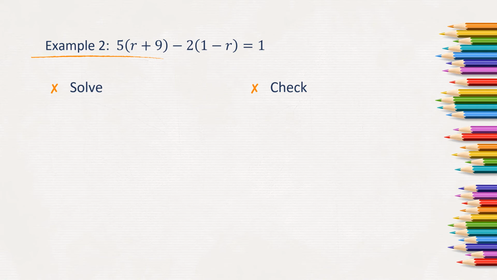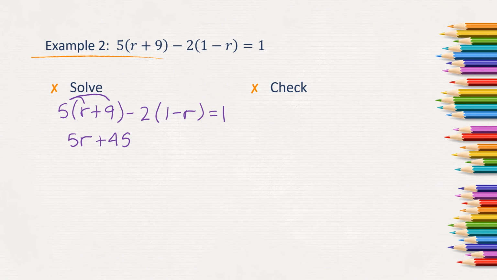But in this case, this just means that we're going to have to distribute twice. So we're going to do the same thing we did in the last example, except we're just going to do it 2 times instead of just once. So we can start with the first one and just distribute the 5. So 5 times r, and then 5 times 9.